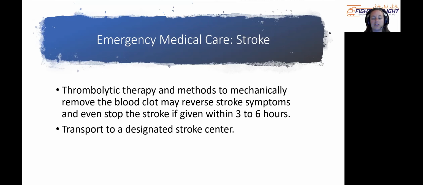Get them to a designated stroke center. Time is extremely important with strokes. That's why you hear the FAST mnemonic. The T stands for timing. You want to get them to the hospital as quickly as possible.